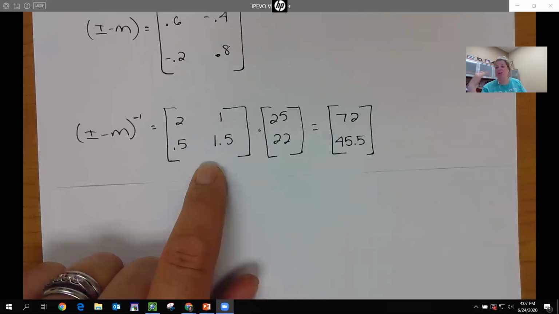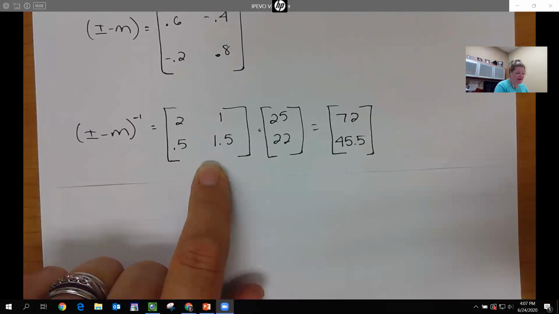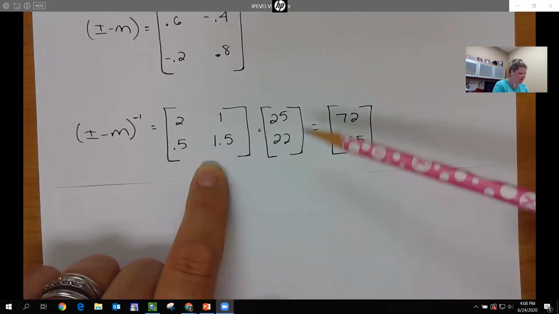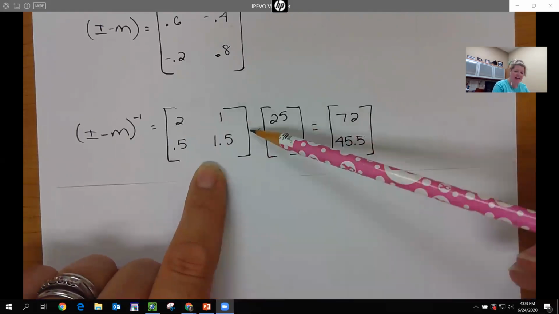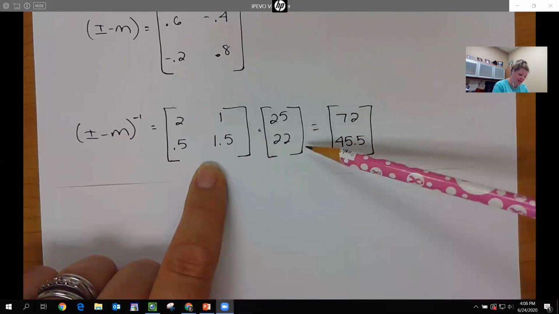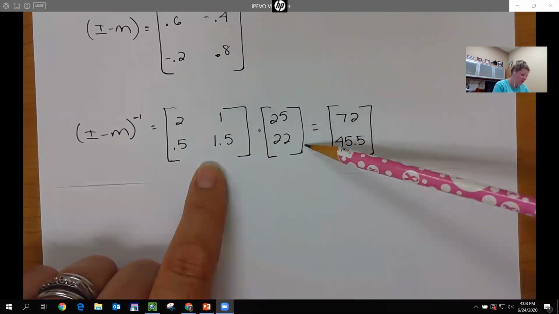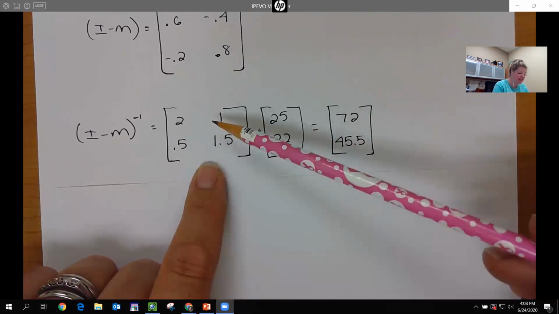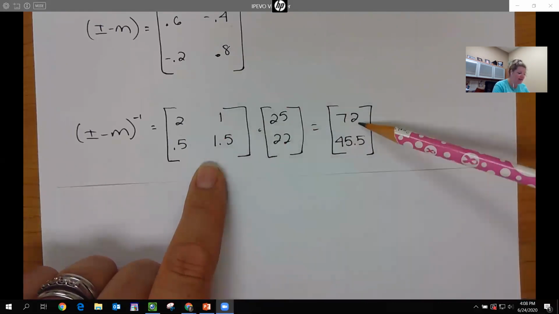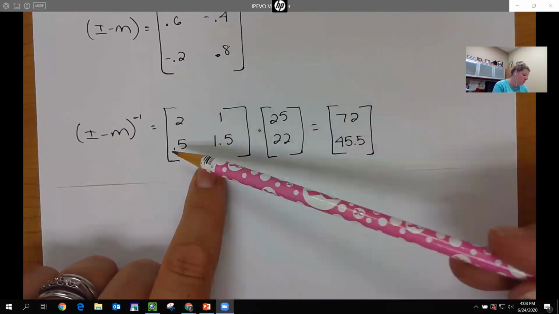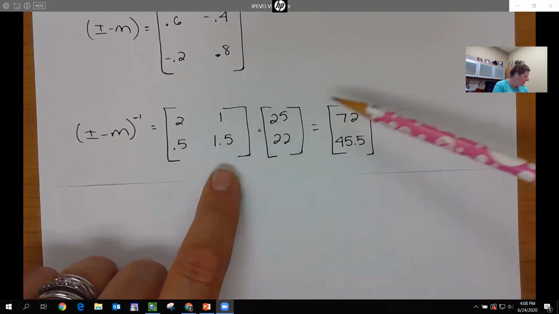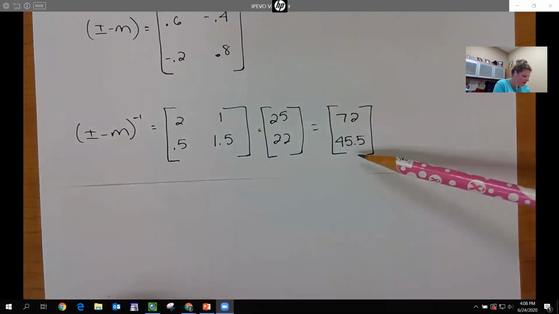Technology, totally fine. You can use the matrix Desmos calculator or your handheld, or a different calculator if you can find an app that you like. It's totally fine. Then what do I do once I find that inverse? I times it by the demand. So 2 times this and 1 times this, add them together, I get this. 5.5 times this, 1.5 times this, add them together, and I get this. Okay?